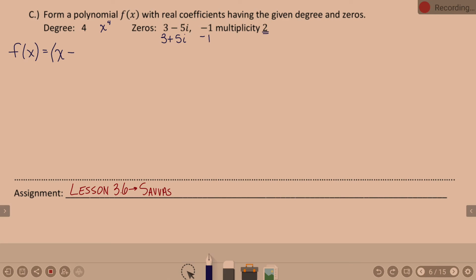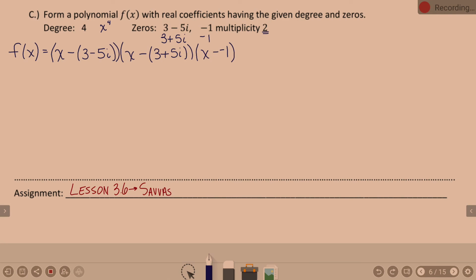Okay. So let's get the setup going. X minus the 3 minus 5i. So, depending on where you're at personally, I wrote it as x minus in parentheses 3 minus 5i. If we have 3 minus 5i, we have the conjugate 3 plus 5i. So x minus parentheses 3 plus 5i. Okay. Negative 1. It's x minus negative 1, which you guys really know to be x plus 1.